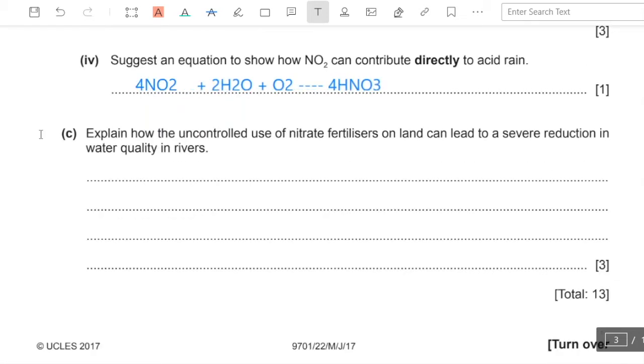C. Explain how the uncontrolled use of nitrate fertilizers on land can lead to a severe reduction in water quality in rivers.